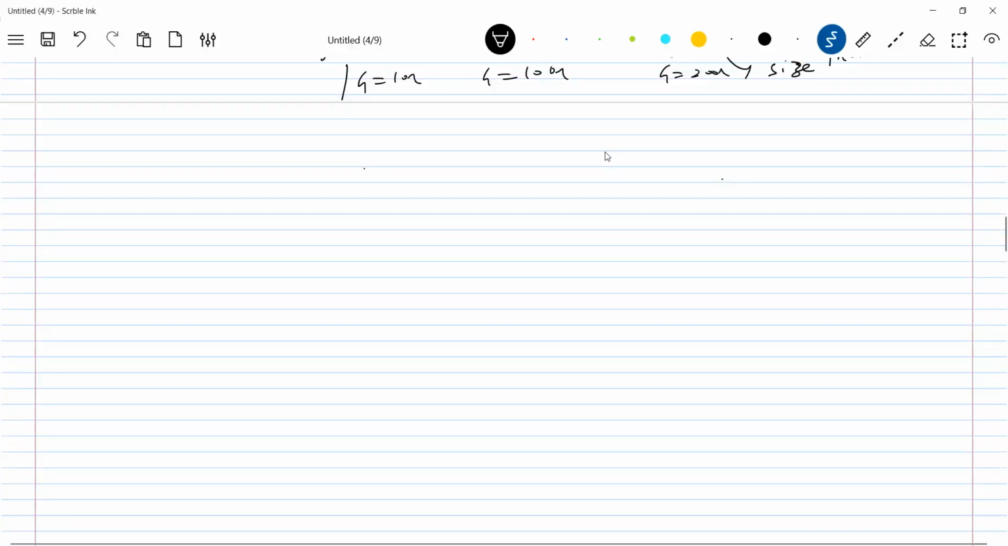To measure current, will it introduce error in the reading? Yes, it will be there. So this you keep in mind.